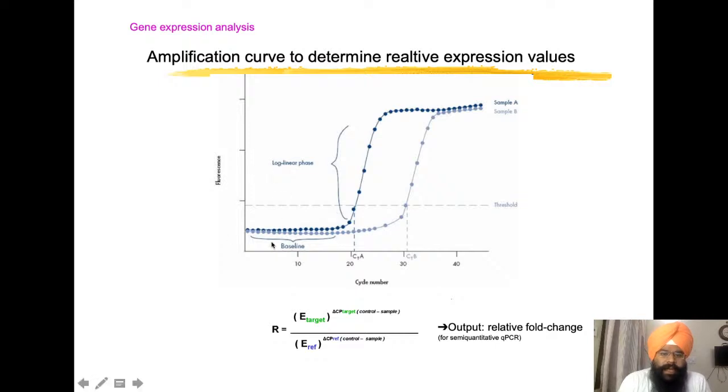So this is the baseline first of all, and these are two values of two samples, sample A and sample B. This is CTA and this is CTB, the threshold they have calculated after the log linear phase that has been extended, for sample A and sample B. And this is the baseline and this is the fluorescence light coming up. This whole is the log linear phase. This is the baseline and this is again the stationary phase. So let's watch how PCR is done, real-time PCR behind it.